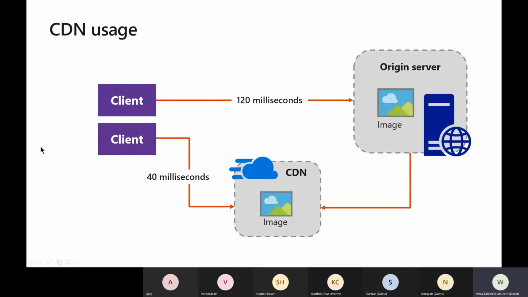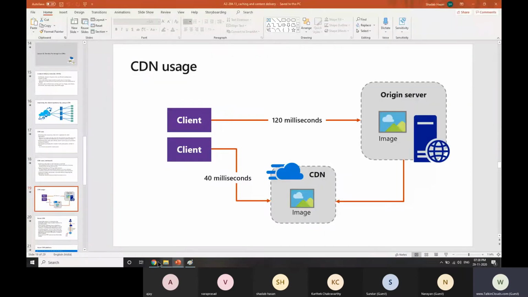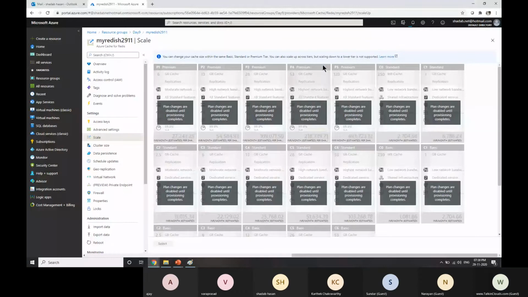So you can see certain use cases mentioned here. When the client tries to access data directly from the origin server, it takes 120 milliseconds. But when they go through the CDN server, it's just 40 milliseconds to get the data. So these are the benefits you can achieve from the CDN server. Okay, I'll just go to the portal and see.